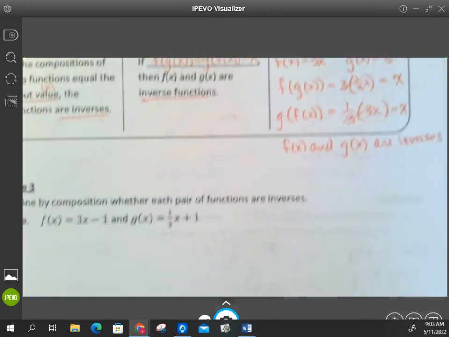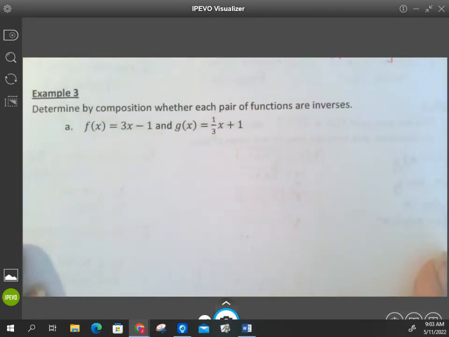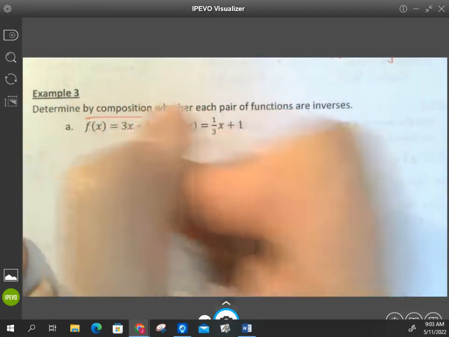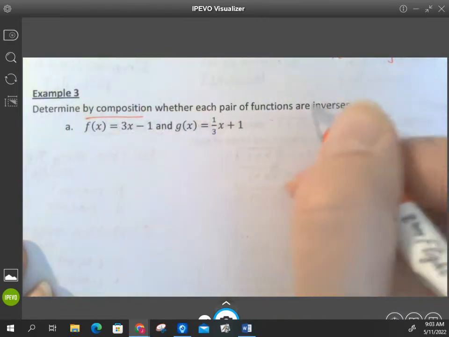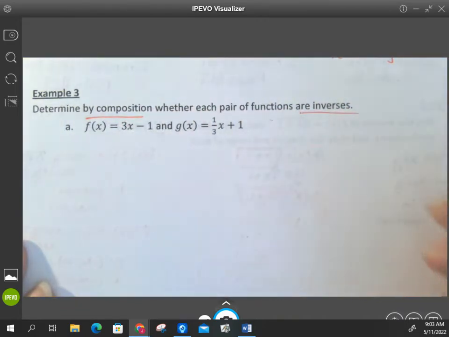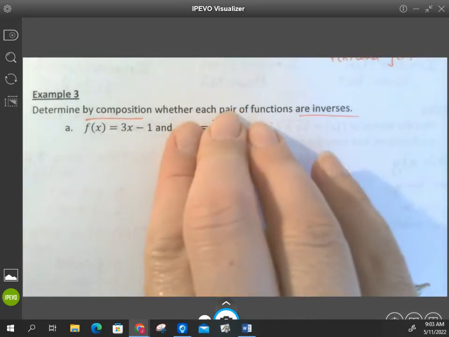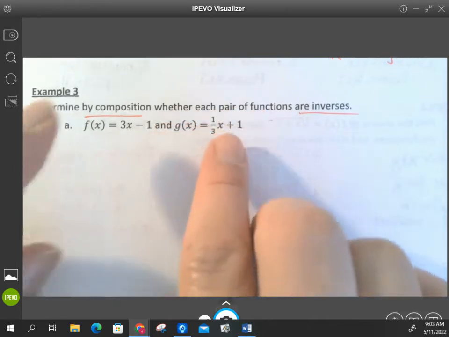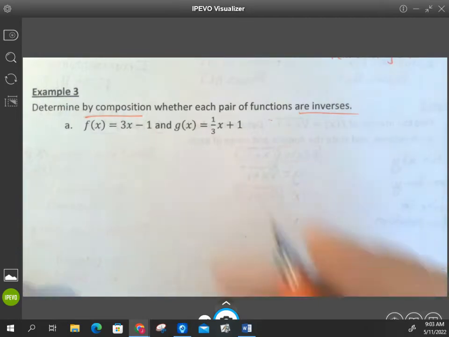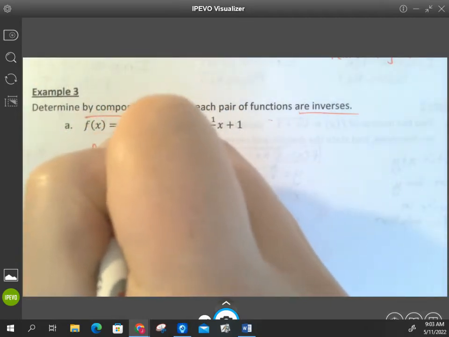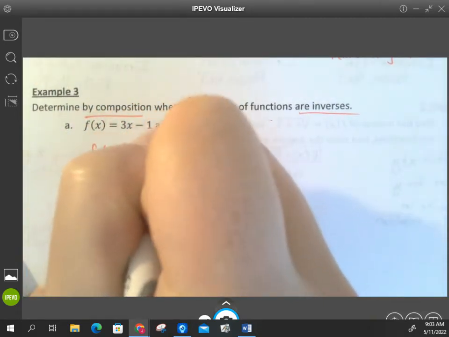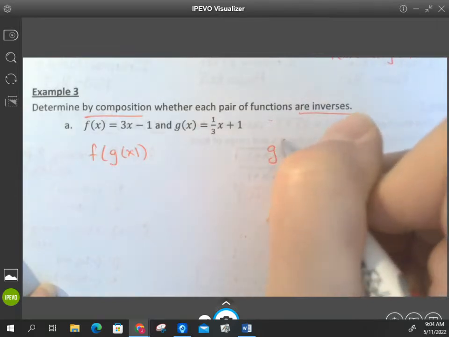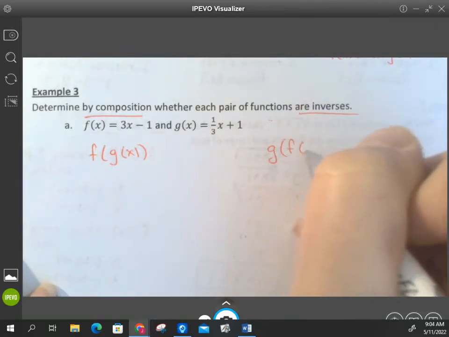So if you look at this one here, it says determine by composition whether each pair of functions are inverses. So you're going to have to do two compositions. Guys, I don't want you to take this and find me its inverse. You wouldn't get credit for that. You have to actually show and prove it. So what you're going to do is f of g of x, and then you're going to reverse the composition to g of f of x.